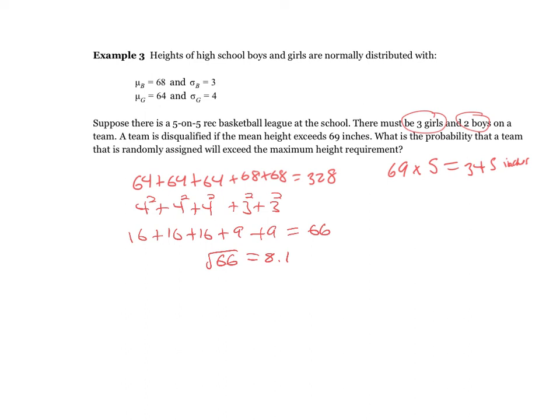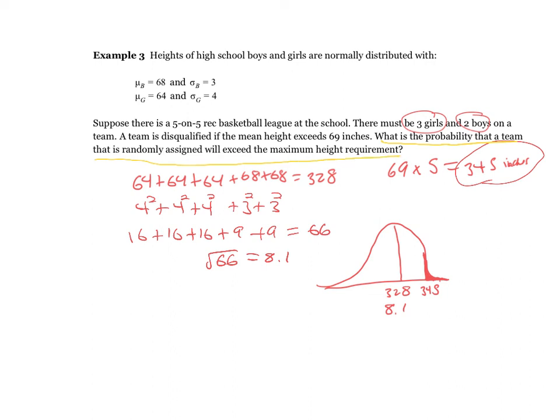So normally the teams are going to look like this. The average total height would be 328 inches with a standard deviation of 8.1 inches. And the maximum a team can be is 345. So that's over here to the right. And any team taller than that is disqualified. So I need to know, what percentage of the time is that going to happen. That was the question. What probability that the team that is randomly assigned will exceed the maximum height requirements?